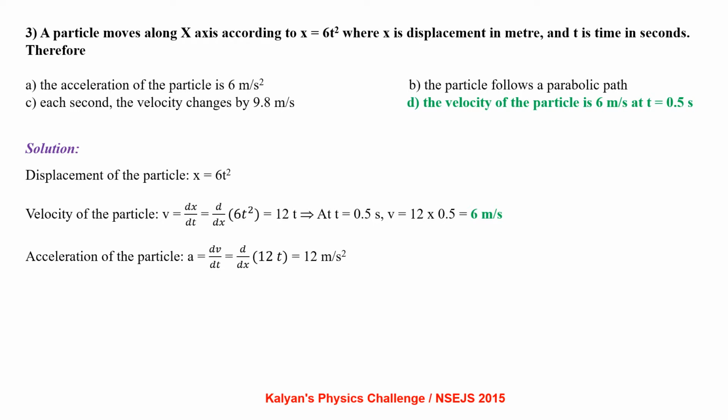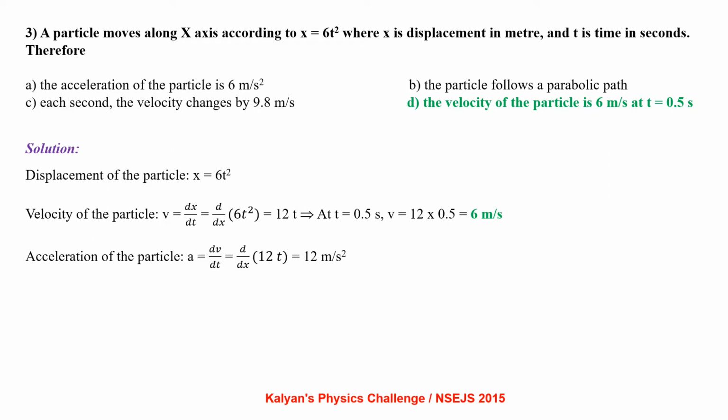A particle moves along the x-axis according to x equal to 6t square, where x is displacement in meters and t is time in seconds. Therefore, the acceleration of the particle is 6 meter per second square. The particle follows a parabolic path. Each second the velocity changes by 9.8 meter per second. The velocity of the particle is 6 meter per second at t equal to 0.5 seconds.